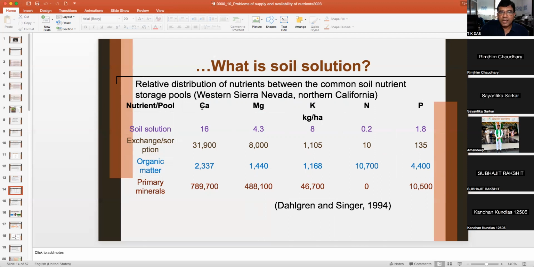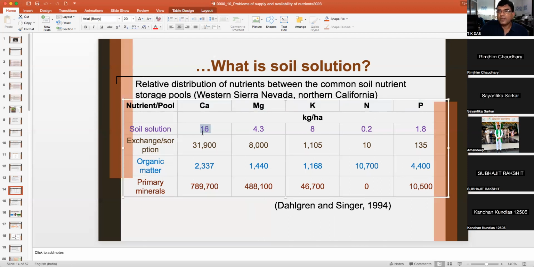You can see calcium is 16 kg per hectare. This is in kg per hectare. Whatever soil solution is there in 1 hectare of soil, in that there may be 16 kg calcium, 4.3 kg magnesium, 8 kg potassium. This is just a rough, relative idea. But nitrogen, see, is a very small quantity, 0.2 kg in 1 hectare of soil solution. Phosphorus is also low, you can get 1.8.